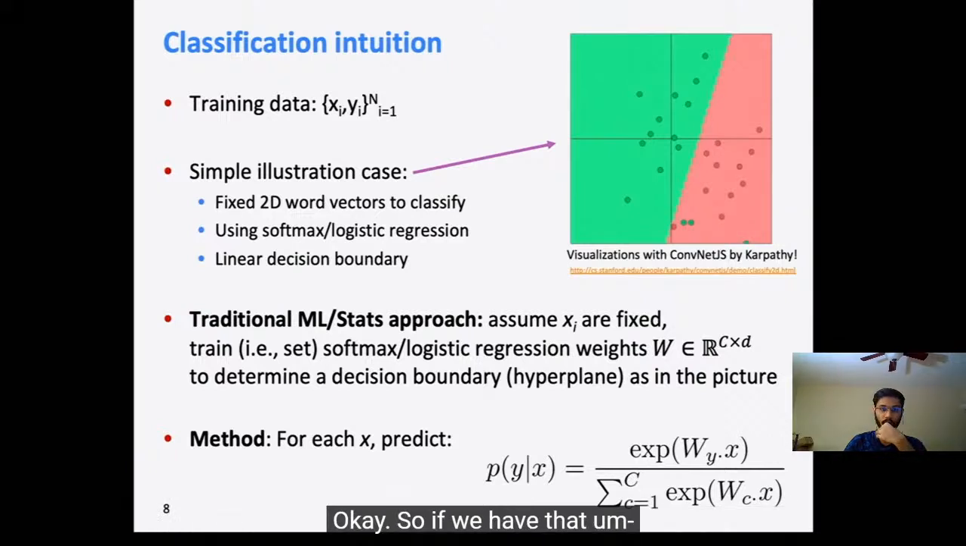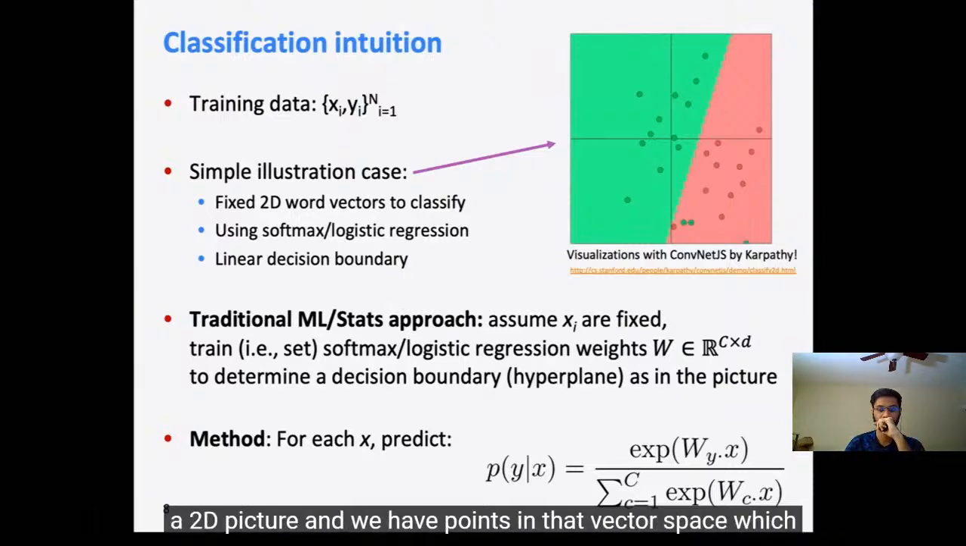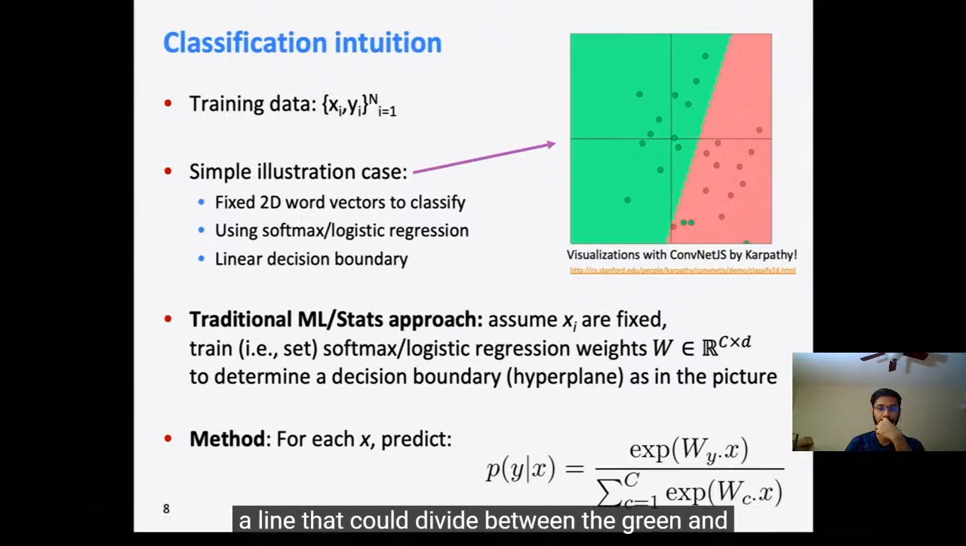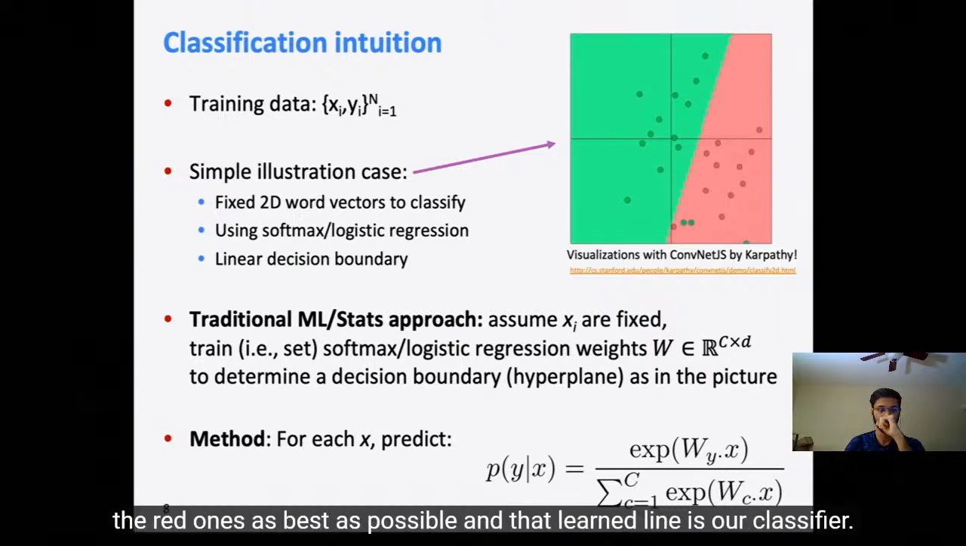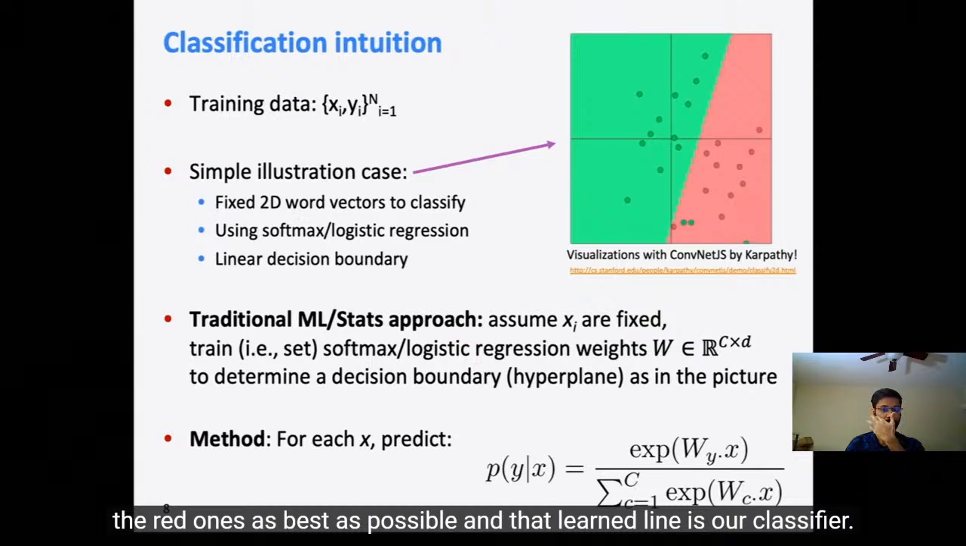Okay, so if we have that, the intuition is we've got this vector space, of which we again have a 2D picture, and we have points in that vector space which correspond to our x items. What we want to do is look at the ones in our training sample and see which ones are green and red for our two classes here, and then learn a line that could divide between the green and the red ones as best as possible, and that learned line is our classifier.